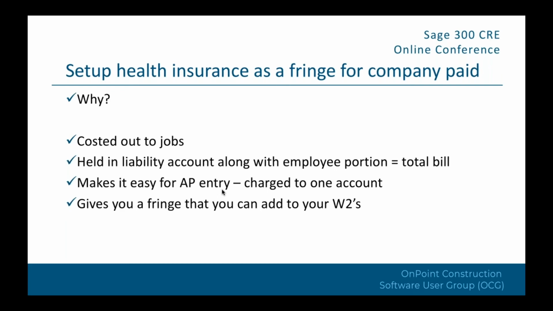Also, the more information that they're wanting on the W-2s now, they want to know how much the company paid for health insurance. And so this gives you something that you can say, put this fringe in this amount, or, within a formula, adding multiple fringes together if you need to. But you have something out there that can be added to the W-2s.